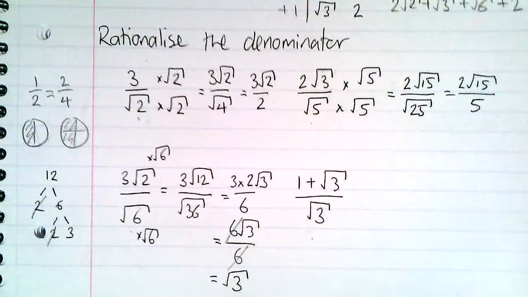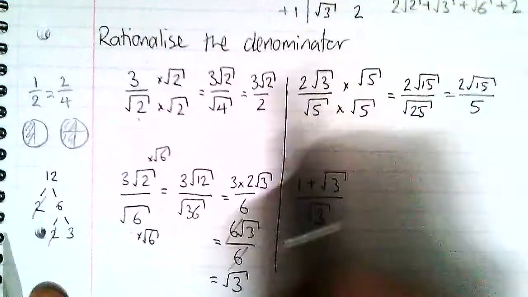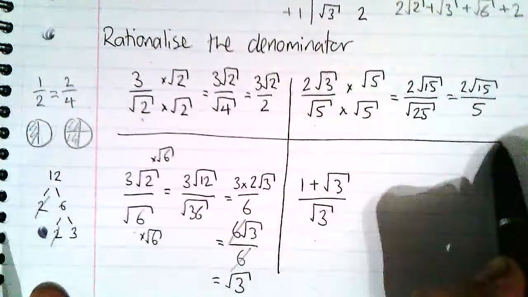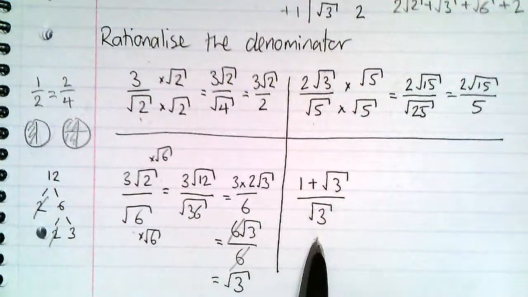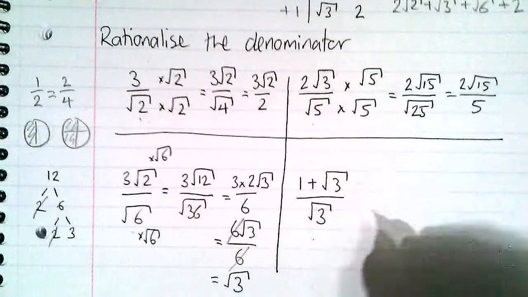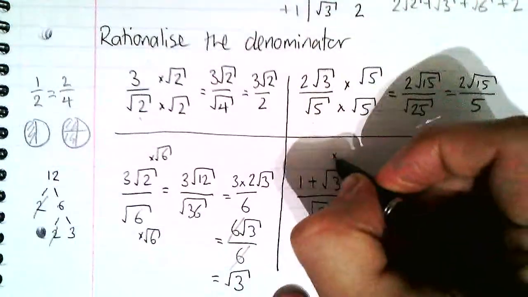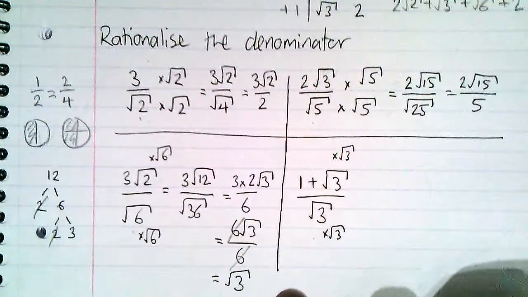The last example here, so 1 plus the square root of 3 over the square root of 3. We need to do the same thing again, so multiplying the top and bottom by the same number. Multiply by the square root of 3, multiply by the square root of 3.